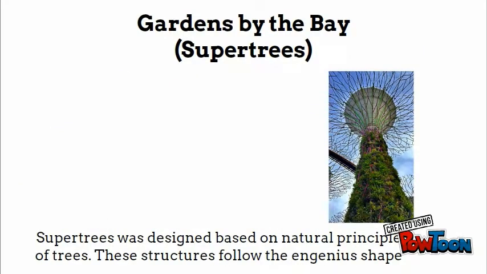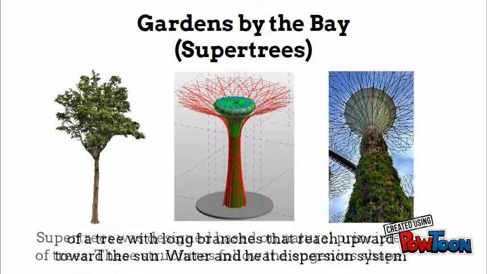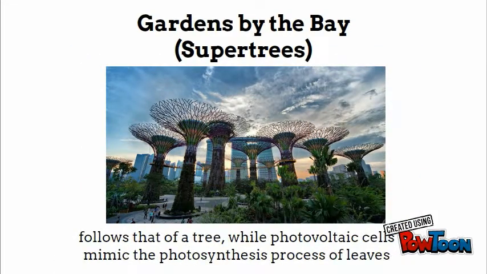Supertrees was designed based on natural principle of trees. These structures follow the ingenious shape of a tree with long branches that reach upward toward the sun. Water and heat dispersion system follows that of a tree, while photovoltaic cells mimic the photosynthesis process of leaves.